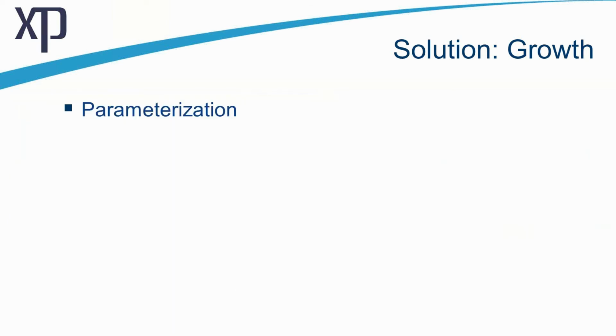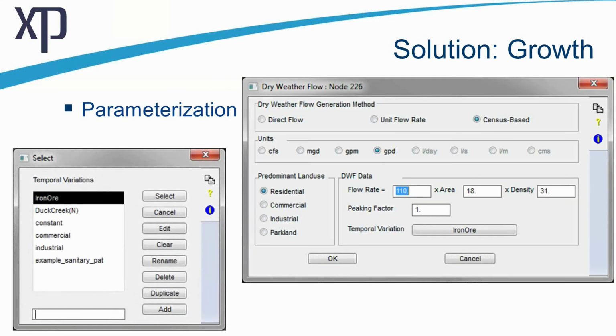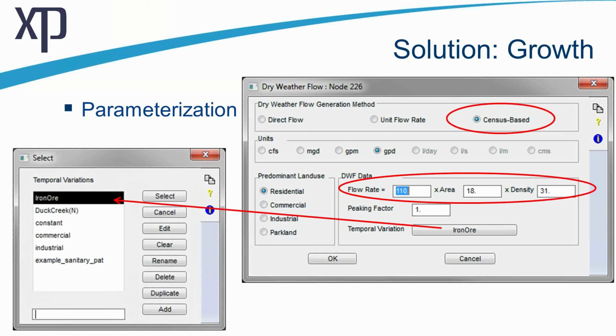So I'll have some big words here, apologize for that, but it's the best way I can describe it. And the first is parameterization. And by that I mean we're going to break down what we mean by flow, and we'll start with dry weather flow, what we mean by flow into building blocks that we can make physical sense out of. So here's an example of a dry weather flow interface. And I'll alert you to a few things here. In this instance, we're calling this a census-based dry weather flow.